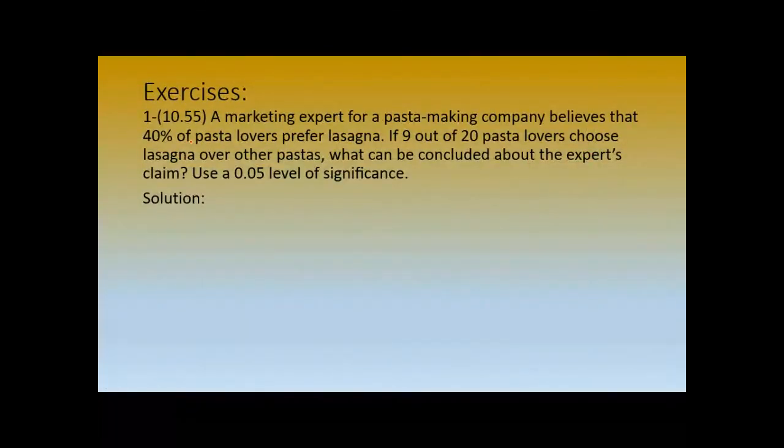So a marketing expert for a pasta making company believes that 40% of pasta lovers prefer lasagna. 9 out of 20 pasta lovers choose lasagna over the other pastas. What can be concluded about the expert's claim? What is the expert's claim? H0: the population probability P is 0.40. Our alternate hypothesis is P not equal to 0.4. That's all.